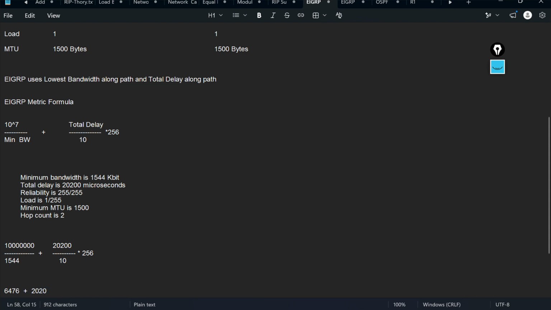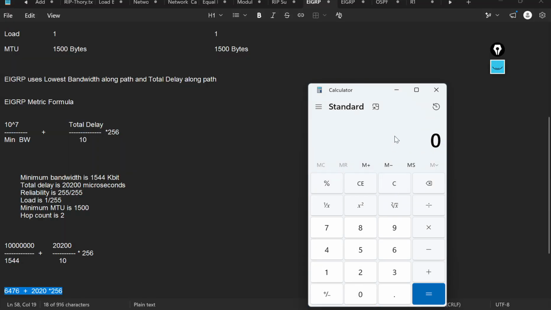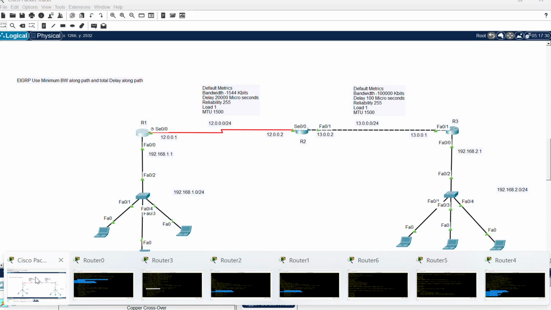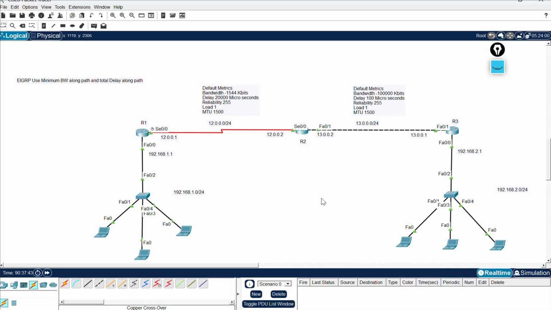2020 multiplied by 256. Now copy it and see: 2174976. If we see here the value, 2174976, the exact value. This is how EIGRP calculates the metric.